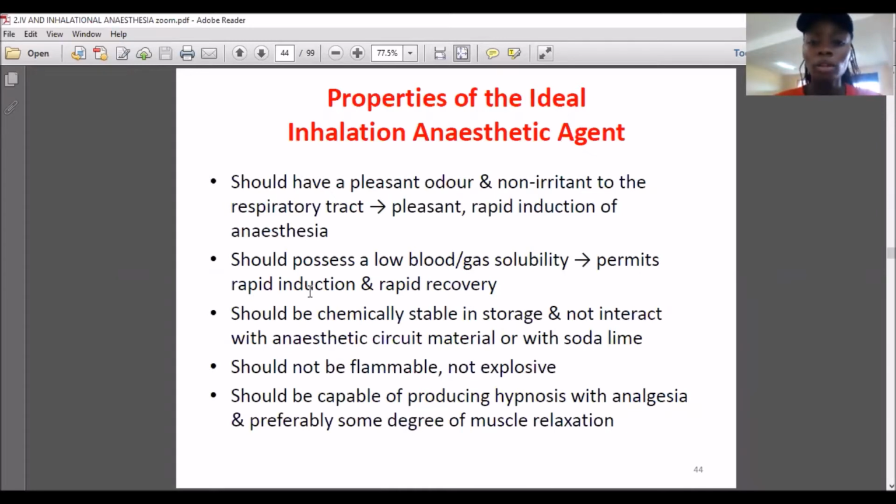Then it should possess a low blood gas solubility, which will enable it to permit rapid induction and rapid recovery. It should be chemically stable in storage and not interact with anesthetic circuit material or with soda lime. These agents should not be flammable, nor explosive. They should be capable of producing hypnosis with analgesia and probably some degree of muscle relaxation.